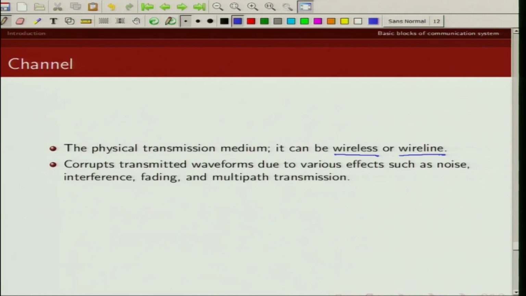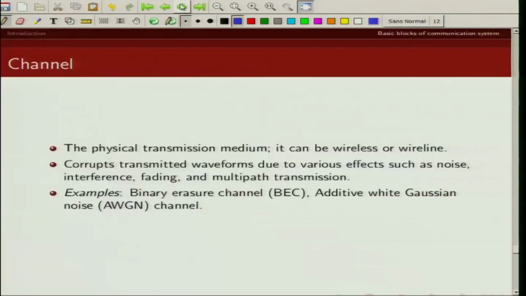Now what does the channel do? Channel essentially corrupts the waveform that we are sending because it adds noise, there is the effect of interference from other signals, and there is the effect of fading. So our transmitted waveform will be corrupted by the channel. Some very simple models of channels are the binary erasure channel and the additive white Gaussian noise channel. We will talk about them more when we talk about channels and channel capacity, and how to compute their channel capacity.